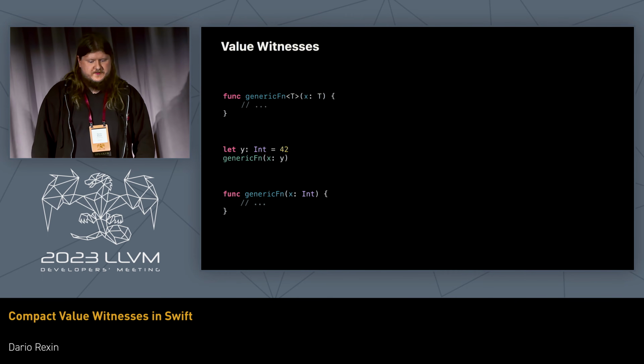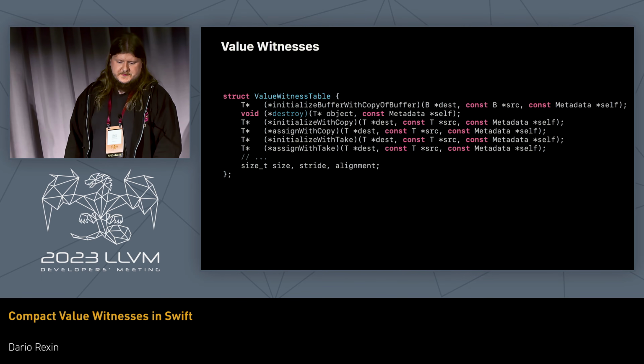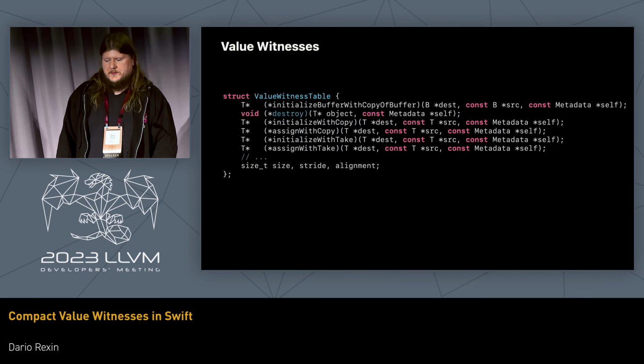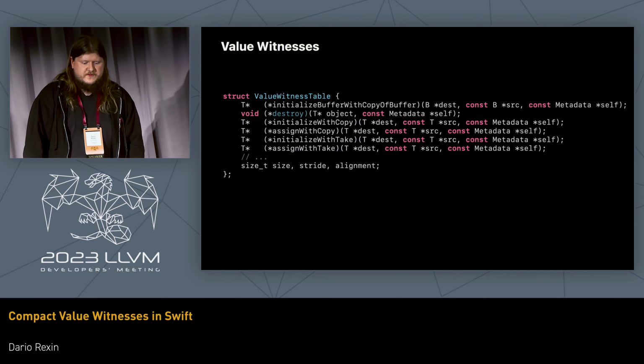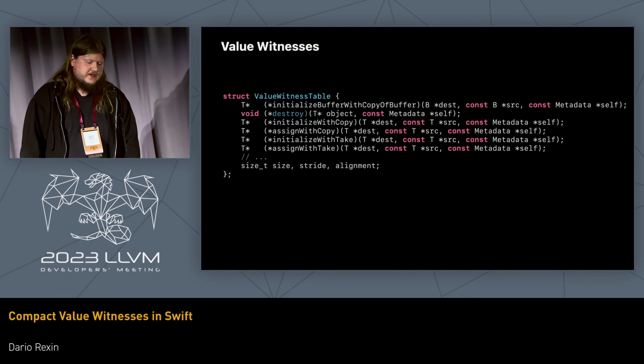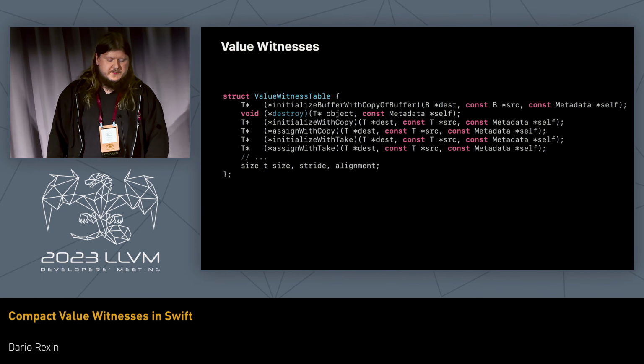This is where value witnesses come into play. There are a handful of value witnesses that the compiler generates for each type. Those functions are responsible for copying, moving, and destroying objects. Witness functions are stored in a value witness table, together with other information about the type, like its size, stride, and alignment.